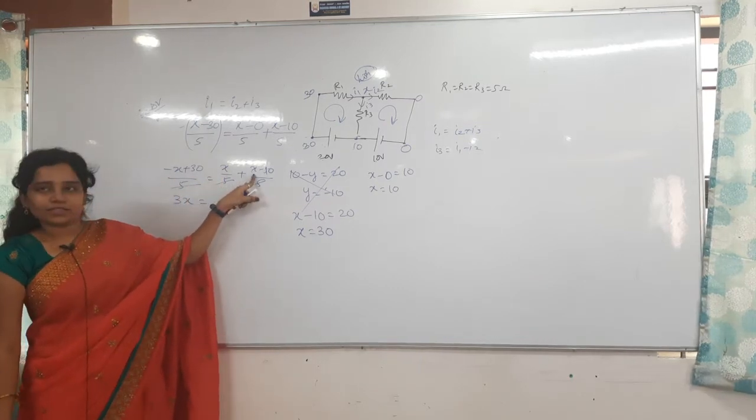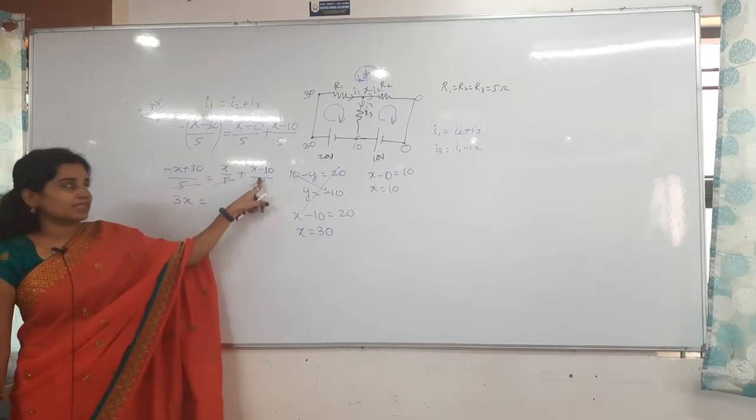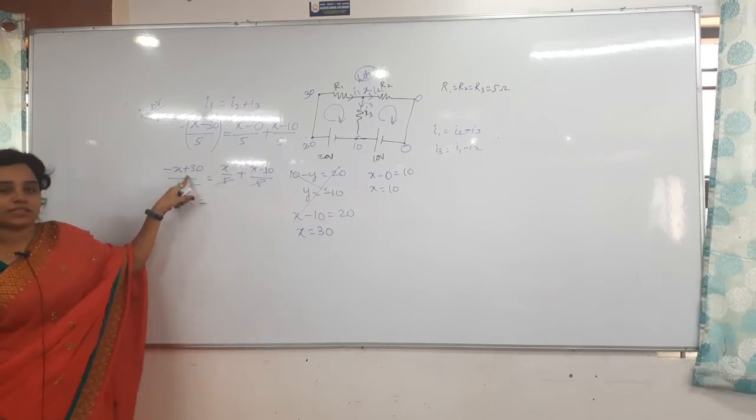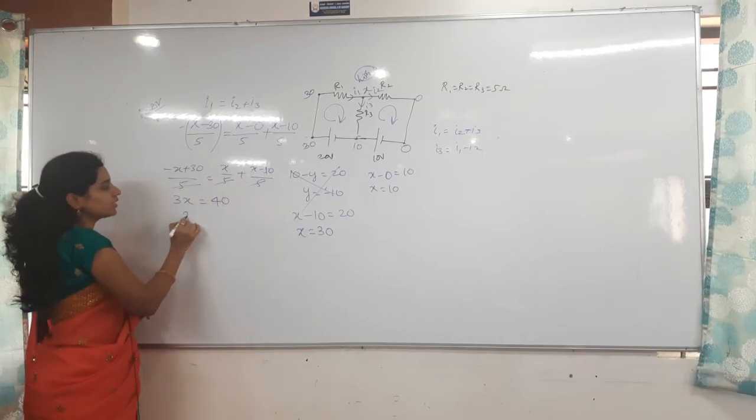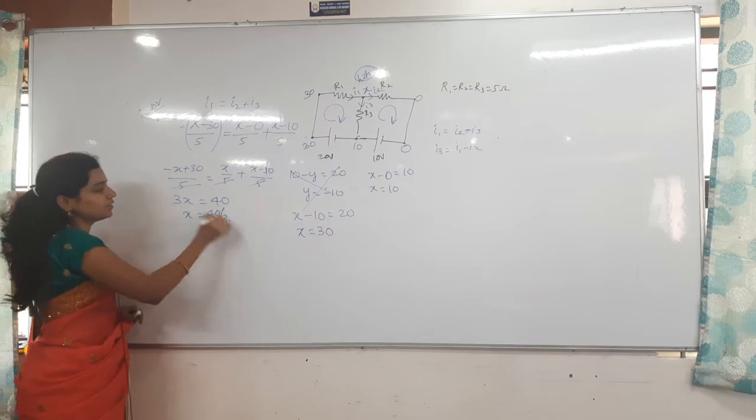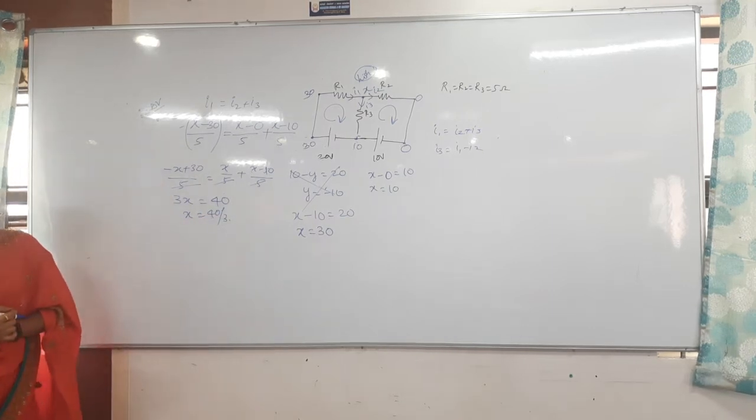X and then x and then minus x, nothing but 3x, and then minus 10 is coming in this direction, that is how much? 40. So that x is equal to how much here? 40 by 3. X is 40 by 3. Now I got the x.